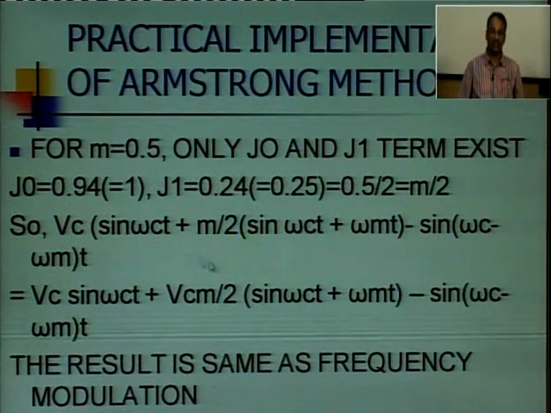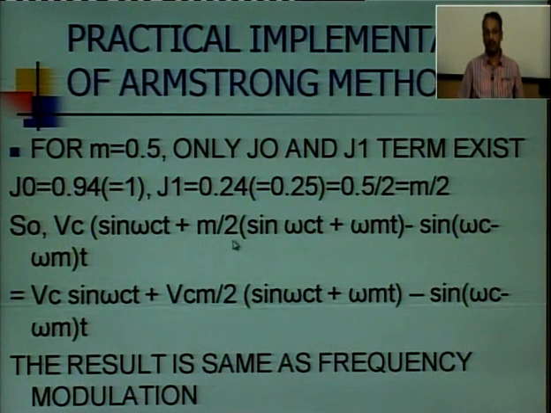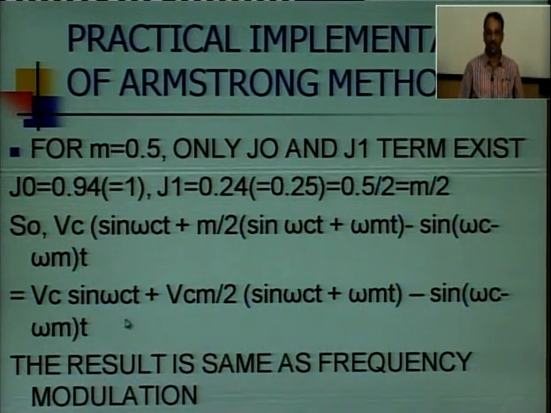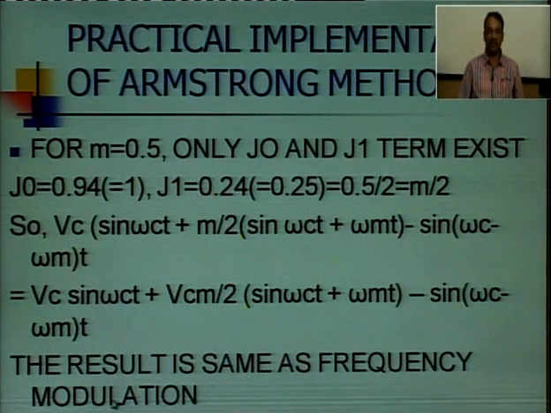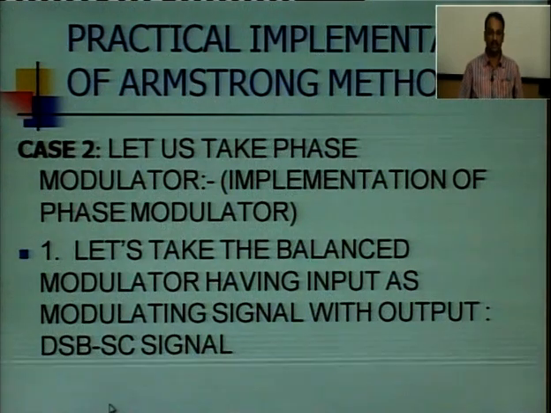So, from this equation, J0 is taken as 1, J1 is equal to m by 2, we get Vc sin omega Ct plus m by 2 [sin (omega c plus omega m)t minus sin (omega c minus omega m)t], or we get Vc sin omega Ct plus m Vc by 2 [sin (omega c plus omega m)t minus sin (omega c minus omega m)t]. This result is same as frequency modulation.